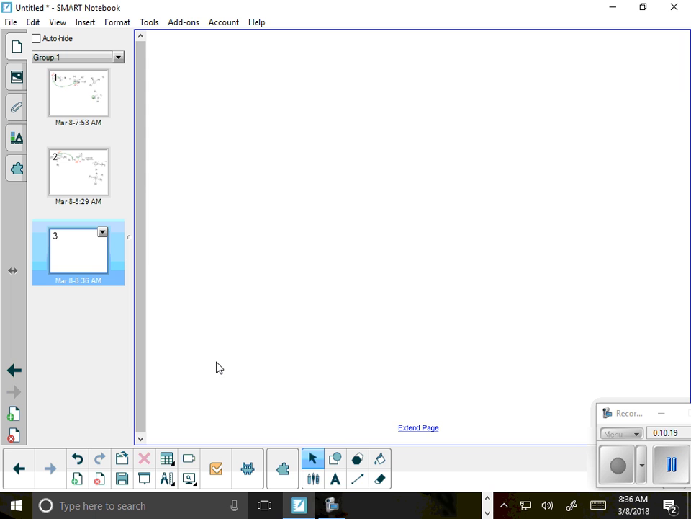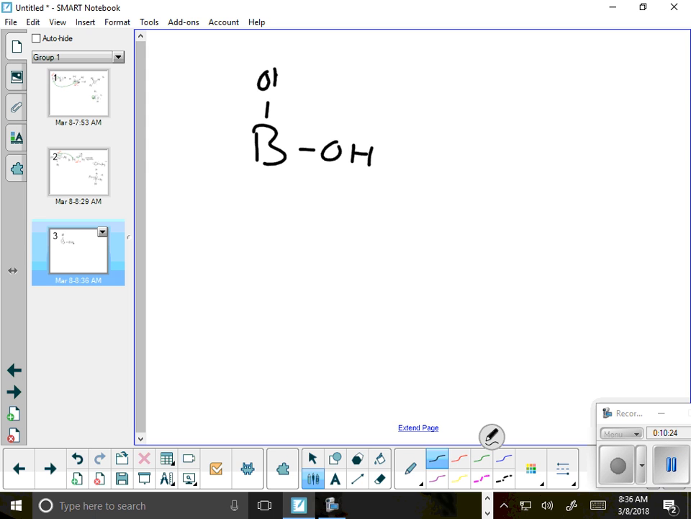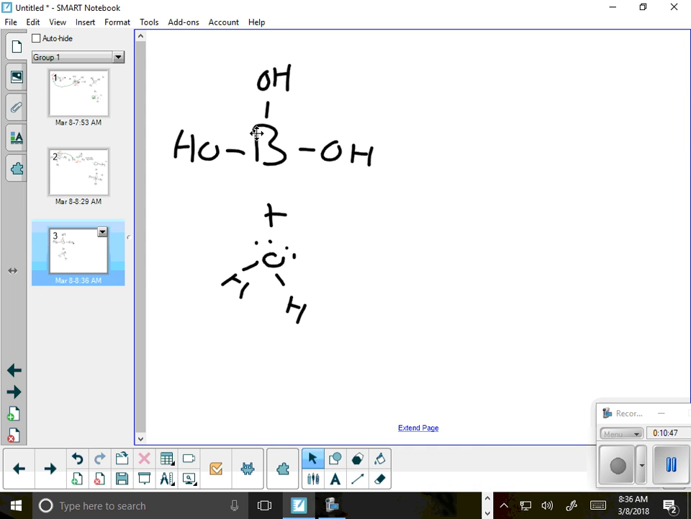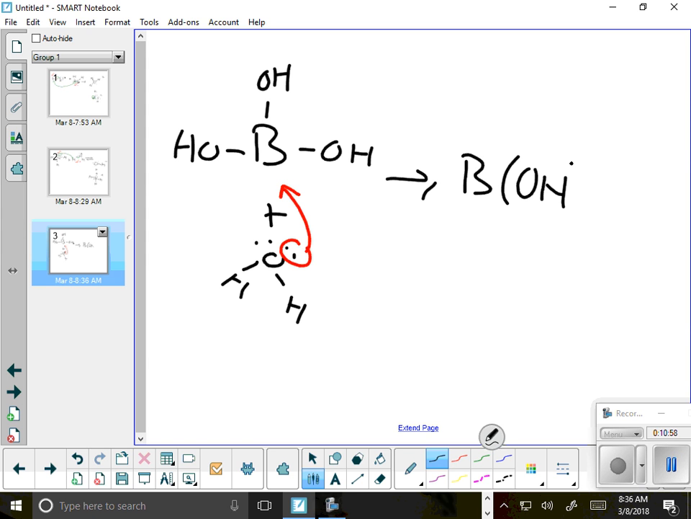The example I put on there to begin with was boron, BOH3. Notice how boron is not at the octet. But boron only had 3 valence electrons, so the best it could do is pair up 3 times. But if this was in the presence of water, this could create another bond. That's why it could make a BOH4.